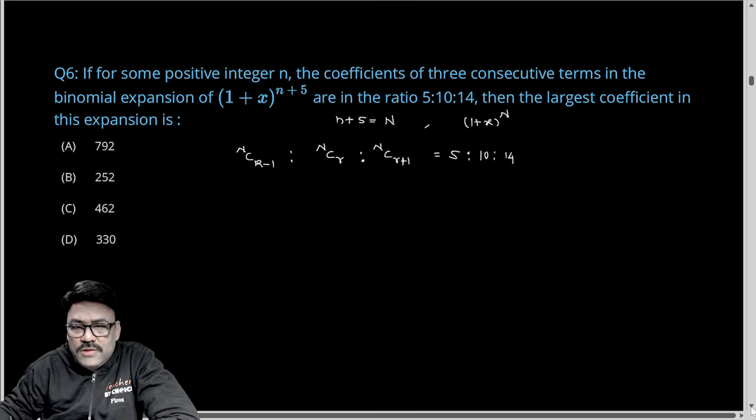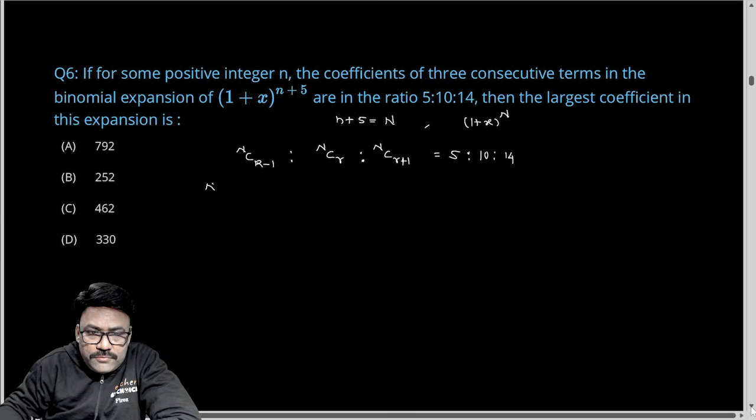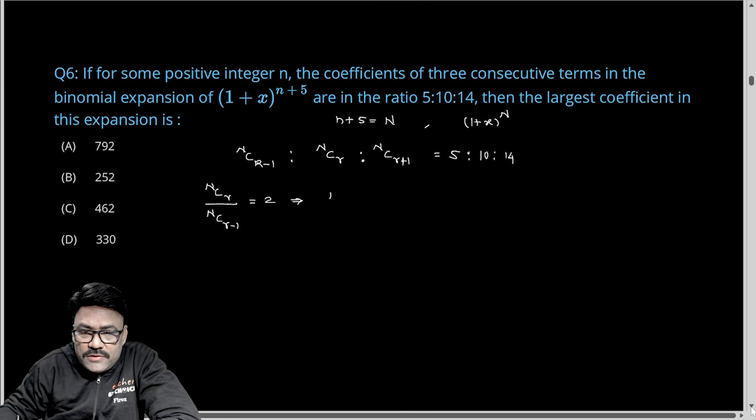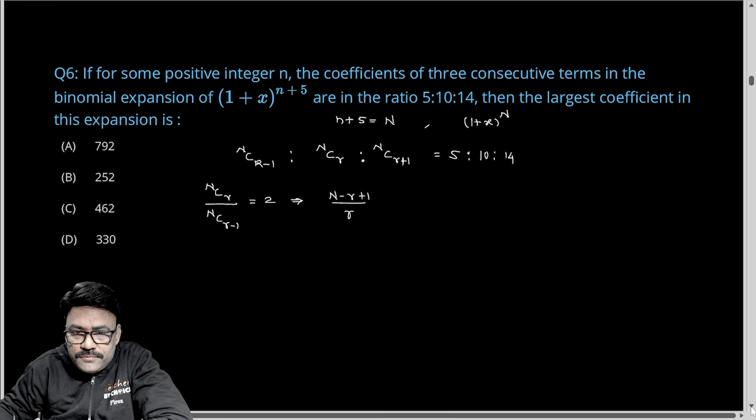Now if I take the ratio of first two, NCr over NCr minus 1, this ratio will be 10 over 5, which is 2. And there is a direct formula, NCr over NCr minus 1 can be written as N minus r plus 1 over r. And this is 2. So this gives you N is equal to 3r minus 1.